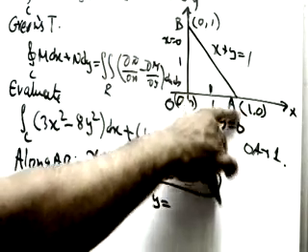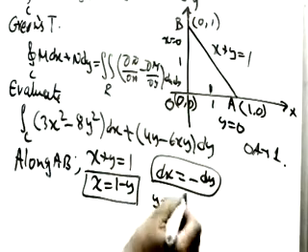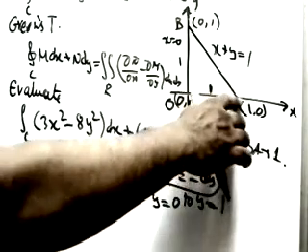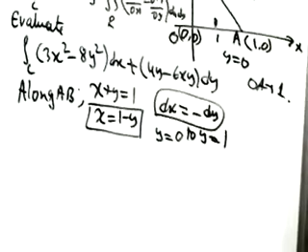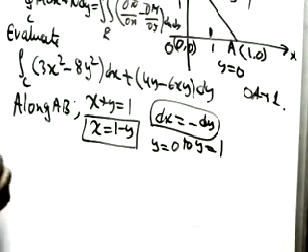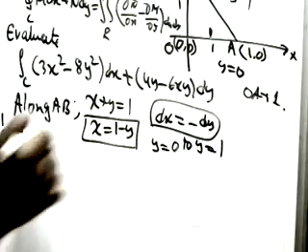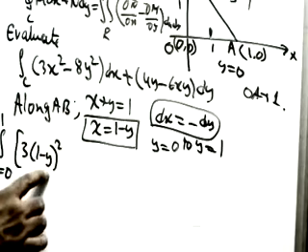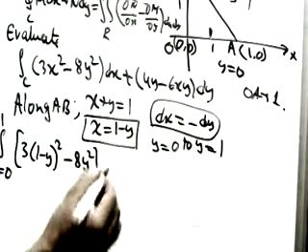What will be the limits? Here y value is 0, and here y value is 1. Watch carefully: y equals 0 to y equals 1. So let me change this question now, taking the limits in terms of y. The integral from y equals 0 to 1 of 3 into x, where x is 1 minus y whole square, minus 8y square, into dx.